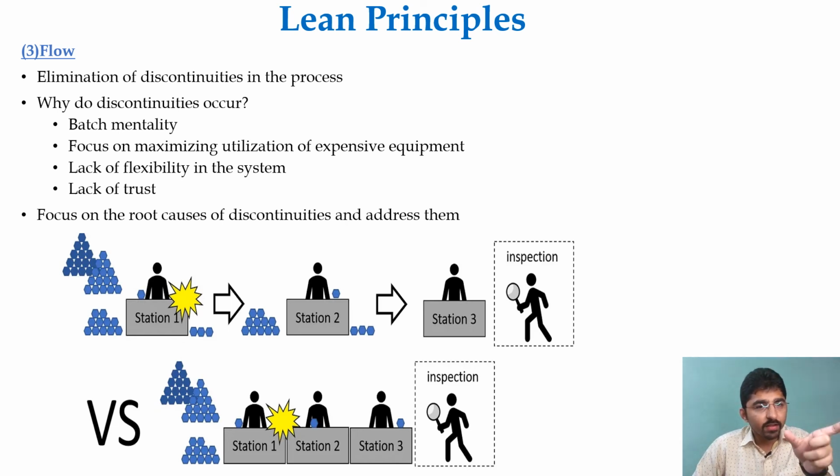But when you compare station 1 with station 2, the second line, what is happening across station 1, station 2, station 3? The bottleneck is in between station 1 and station 2, not between station 2 and station 3. For this also I need to do an inspection. I hope this is clear, guys.